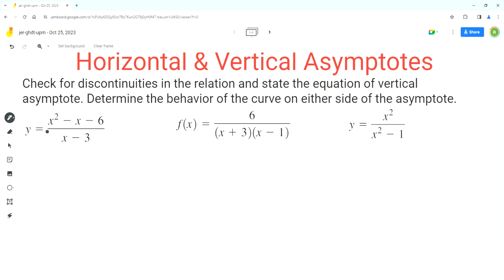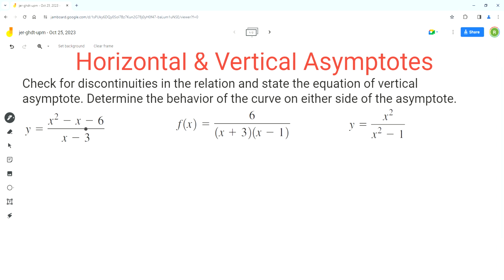y equals x squared minus x minus 6 over x minus 3. So this is a rational function. Now a discontinuity in a rational function can be in the form of a vertical asymptote or a hole. So the first step here is to factor this rational function as much as possible.